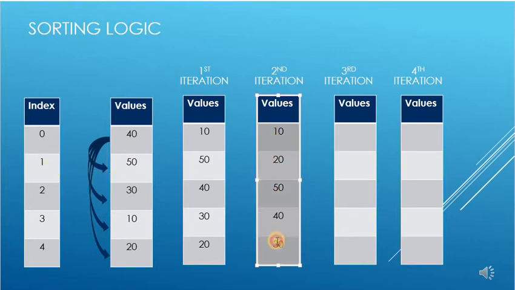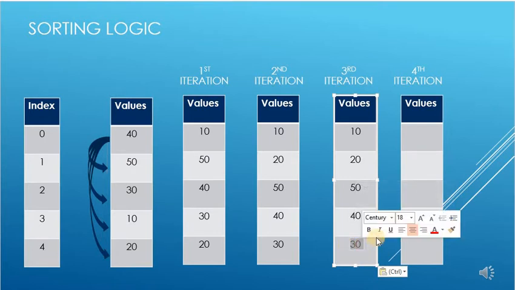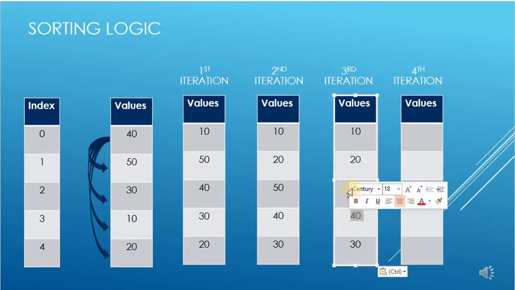So now let us observe the third iteration. We can skip the 0th and first elements because they are set at the appropriate place. Now we will compare the second element with the third element and the fourth element. So 50 will be compared with 40. That means the second element will be compared to the third element.